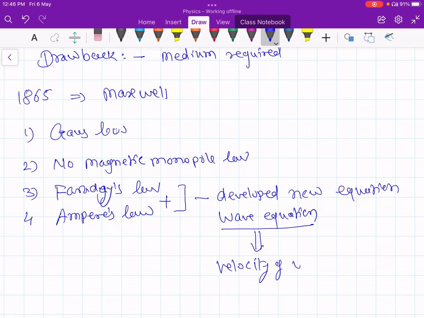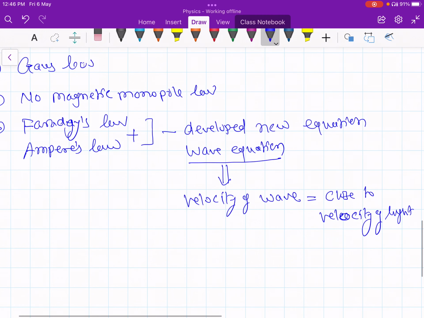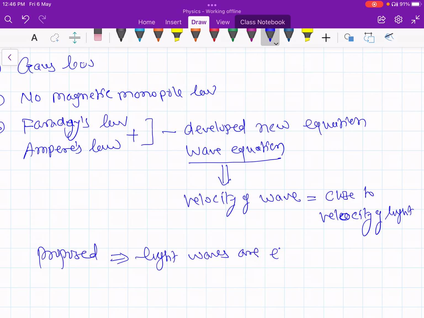Theoretically, he found the velocity of that wave, and that velocity of the wave was very close to the velocity of light. And hence, he proposed that light waves are electromagnetic waves. According to Maxwell, light waves are electromagnetic waves. And how do these electromagnetic waves propagate?